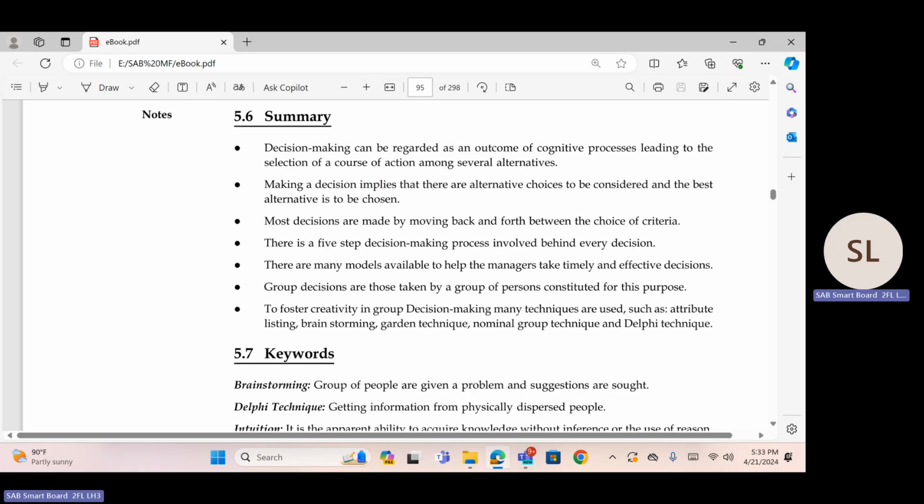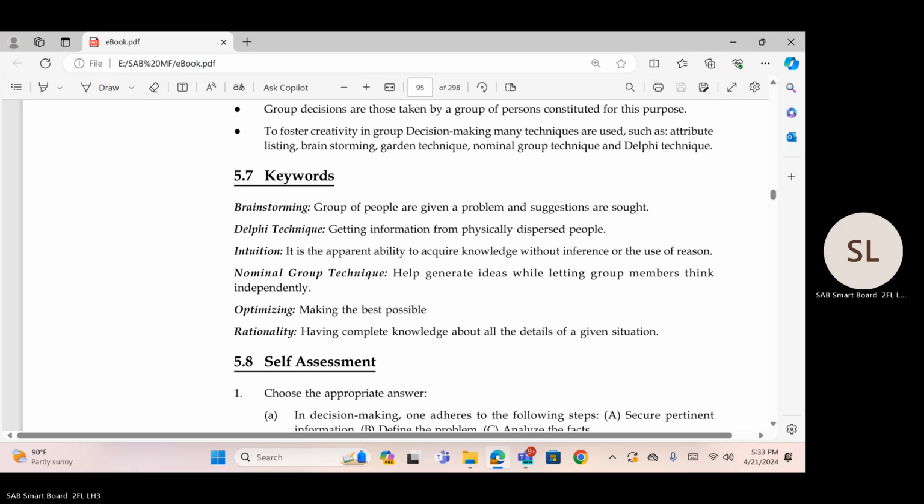Knowing the term is not enough. You have to elaborate. Which I again summarize. A group of people are given a problem and give suggestions all together: brainstorming. Getting information from physically dispersed persons: that is not much clear.